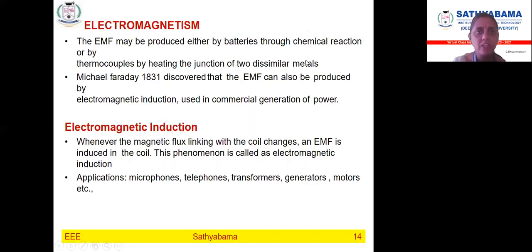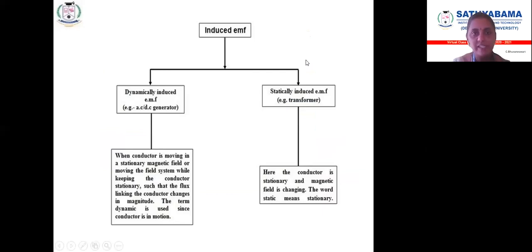Whenever a movement is involved, we call it dynamically induced EMF. The next type is statically induced EMF. Statically, as the name tells, means stationary, so neither the conductor moves nor the magnet moves. But here, the current flowing through the coil will change. The current flowing through the coil can be changed by varying the supply. When the current in the coil changes, the induced EMF will also change.